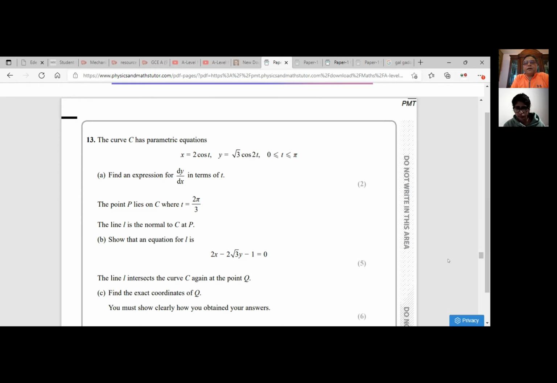So you have to find what y is, basically in terms of x. Then you will differentiate it. You get the idea, right? And therefore, like dx/dt, and then dy/dt. So you have 2 cos t here and your square root 3 cos 2t. So how will you approach? Tell me. So dx/dt.